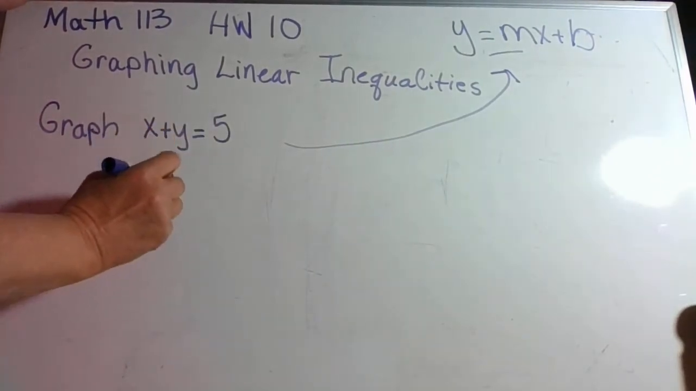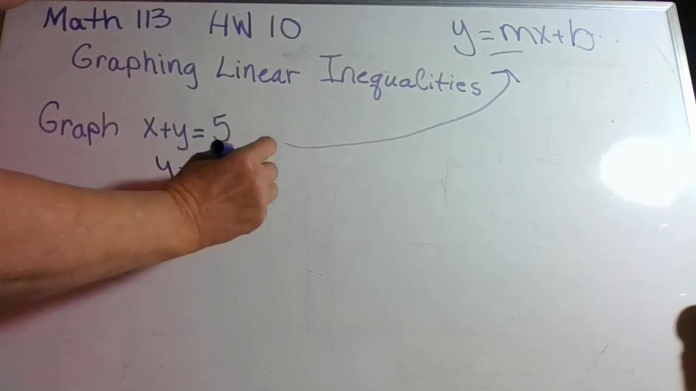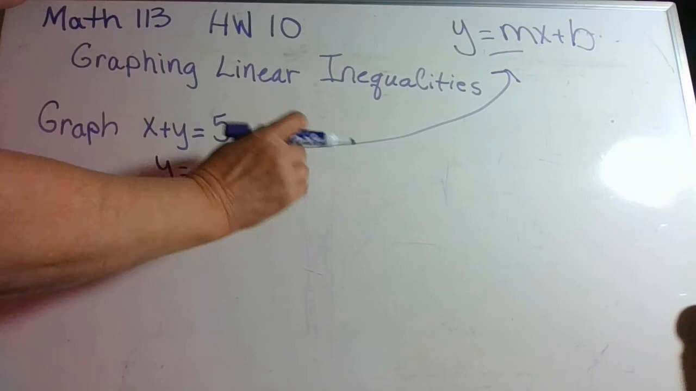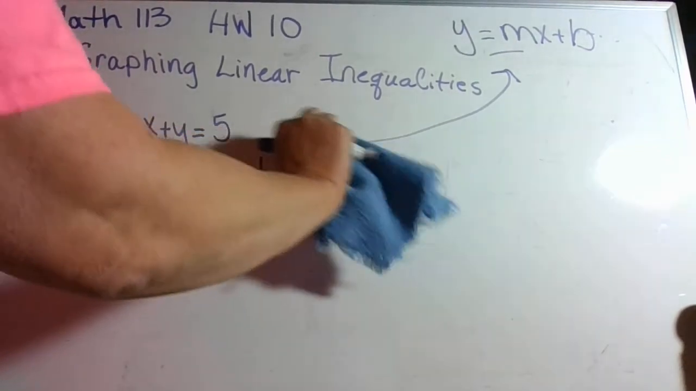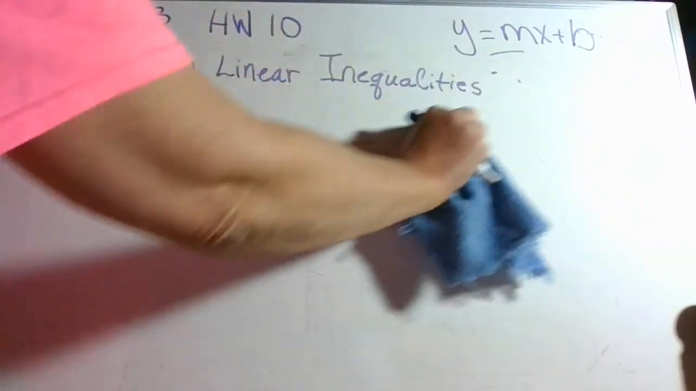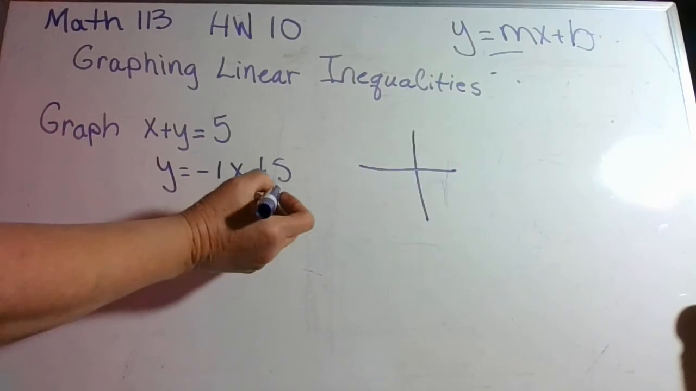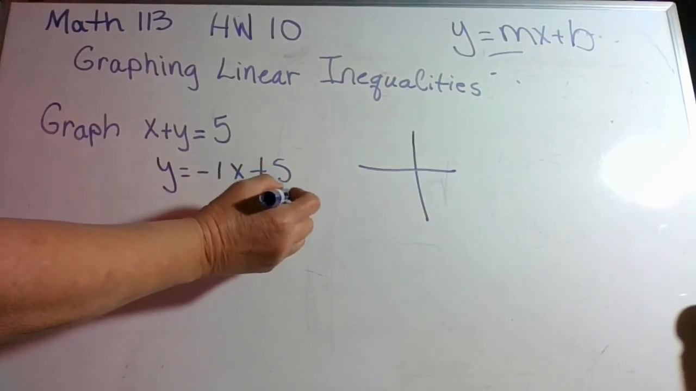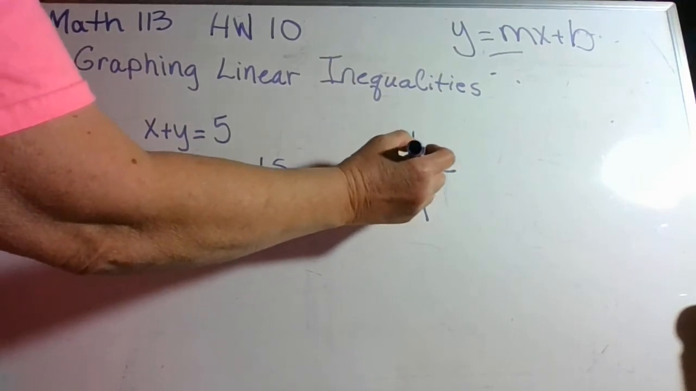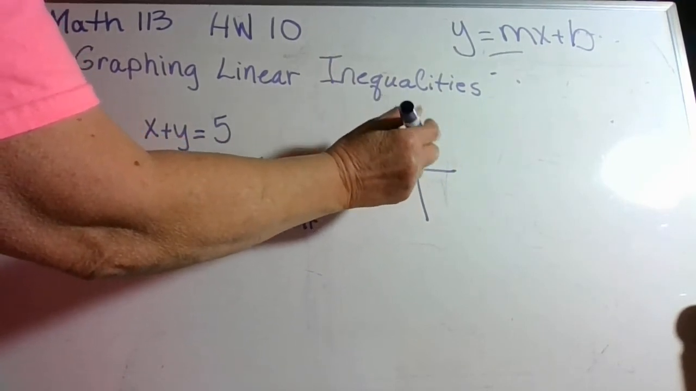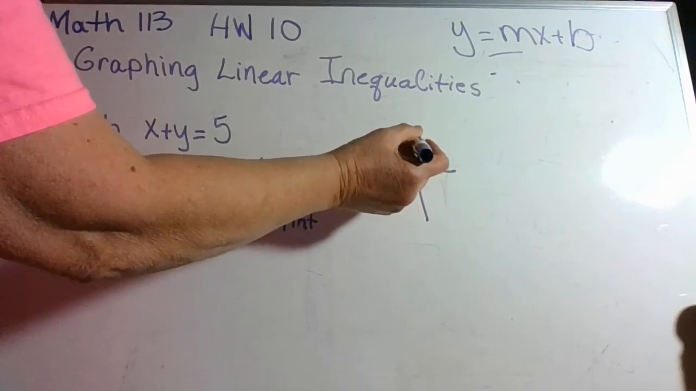So y in this case is equal to negative 1x plus 5. And if you remember, to graph this, 5 right here is the y-intercept. So we go 1, 2, 3, 4, 5, and put a dot right there.